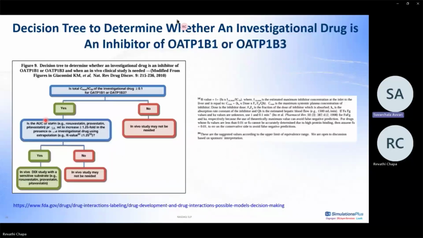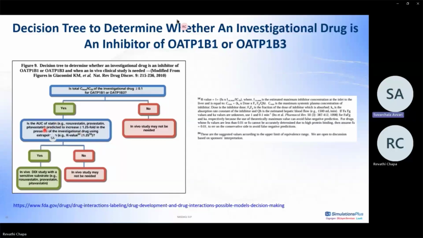In this slide, what we see is the decision tree to determine if an investigational drug is an inhibitor of OATPs, OATP1B1 or 1B3. In this decision tree, the sponsor should conduct studies to determine the inhibition potency, that is IC50 or Ki, of the investigational drug on the uptake of a known OATP1B1 or 1B3 substrate in cells overexpressing the relevant transporter. And if the Cmax over IC50 of the investigational drug is greater than or equal to 0.1, then the sponsor has to investigate the potential to inhibit OATP1B1 or 1B3.